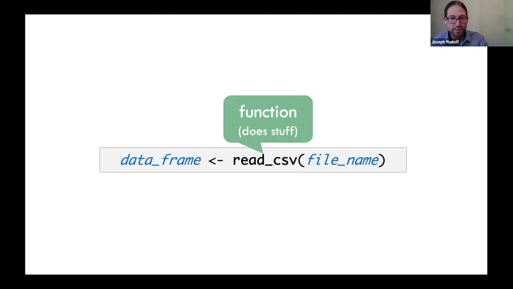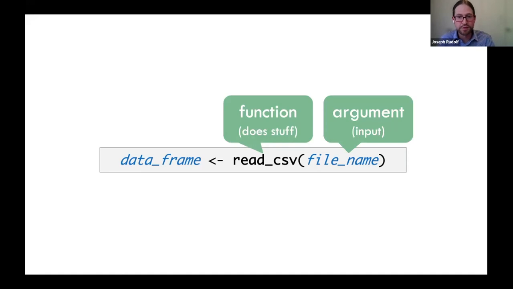You may be familiar with functions from math class. A function takes an input, say an X value, and returns an output, say a Y value. Functions in computer programming also take inputs and then return outputs. But the inputs and outputs here are the arguments and objects that exist within the context of a programming language. For read_CSV, the input is the file name of a CSV file, and the output is a data frame with the contents of that file.